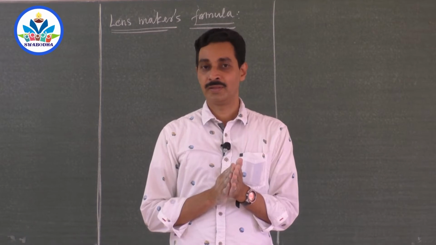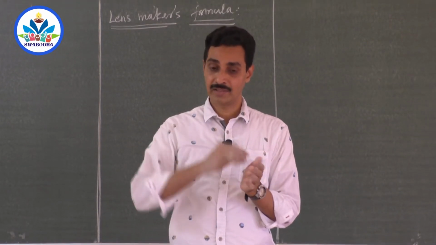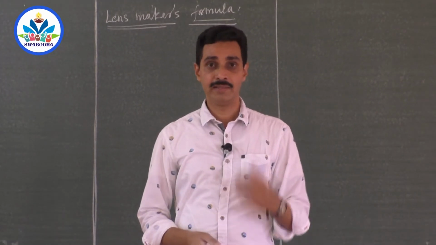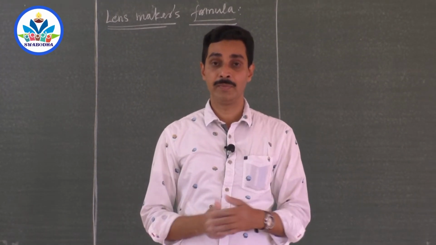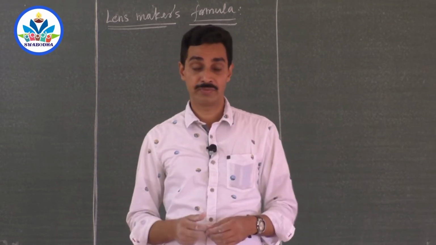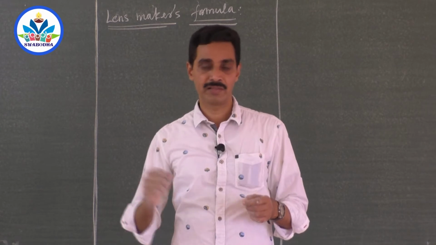We have solved some problems regarding refraction through a single surface. Already I have told that the idea of solving those problems helps you to derive the lens maker's formula. Now what do you mean by lens maker's formula? Why is it called lens maker's formula?